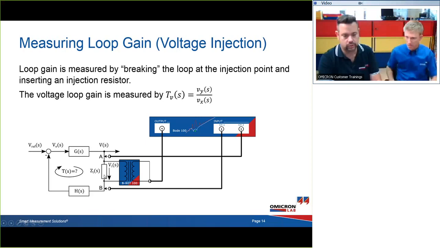Something to remember is the Bode measures the transfer function from the point where you connect channel 1 to the point where you connect channel 2. So it's channel 2 divided by channel 1. Channel 1 is the input voltage, channel 2 is the output voltage, and so this ratio is the combination of all these elements you see here in this loop.